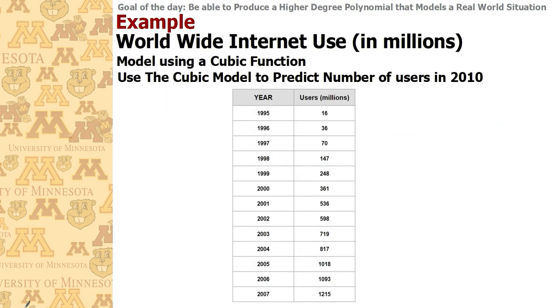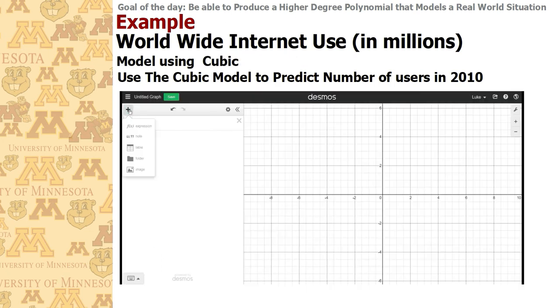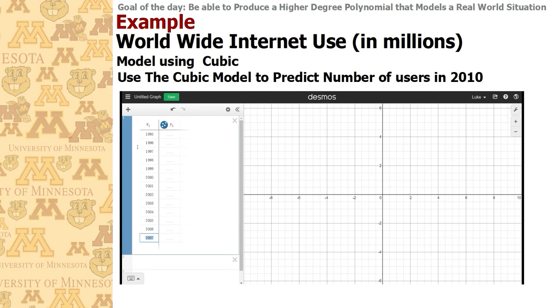All right, so worldwide internet use in millions. So model using a cubic function. Use the cubic model to predict number of users in 2010. All right, so I see the table goes to 2007. I want to know what will the number be in 2010. And so what we're going to do is plug all these things into Desmos. So we're going to put that table into Desmos.